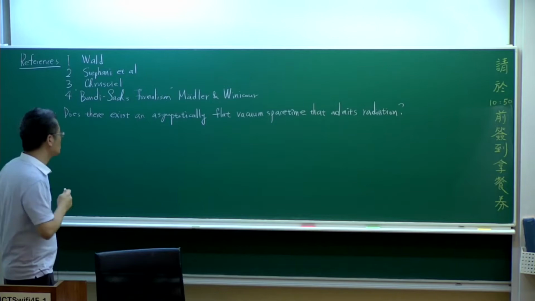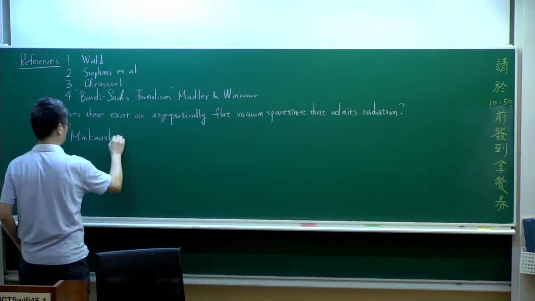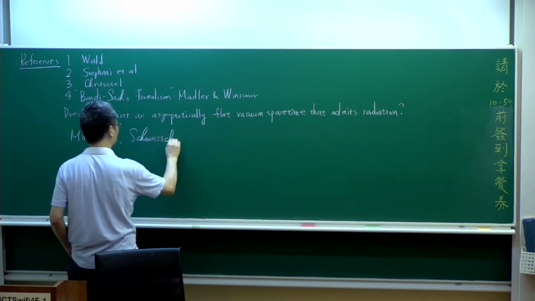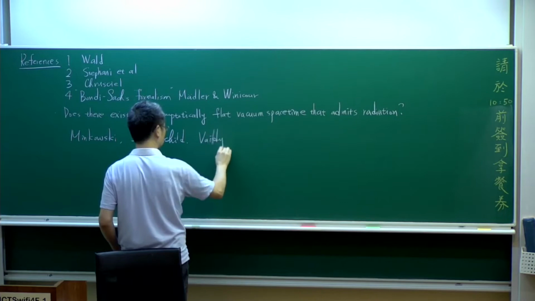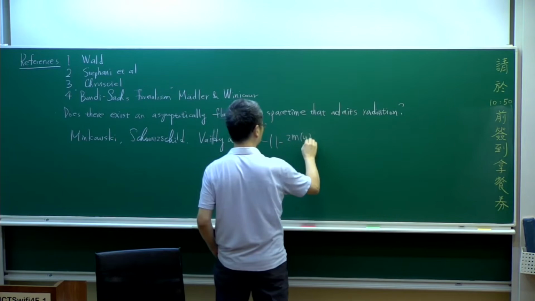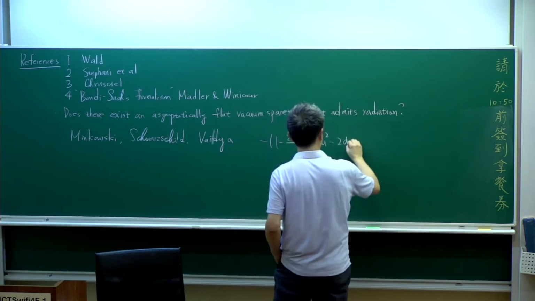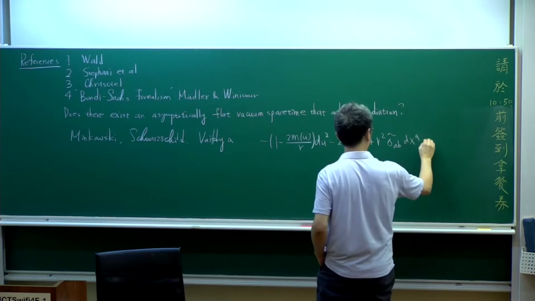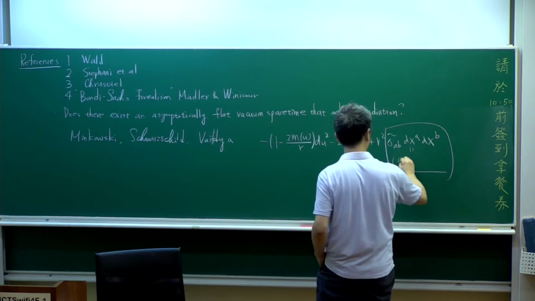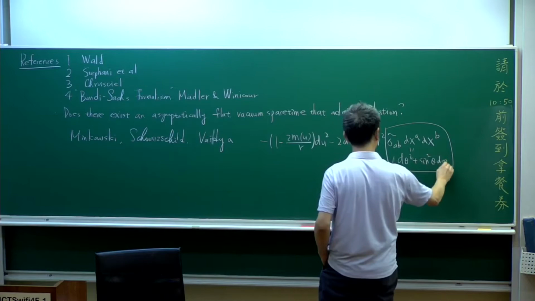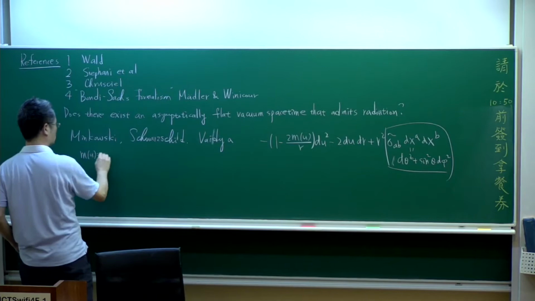So yesterday, we talked about Minkowski and Schwarzschild, and Vaidya. In fact, all these metrics are of this particular form. You recall my notation that this is actually the standard round metric on the two-sphere. And of course, the Minkowski case corresponds to mu equal to zero, and the Schwarzschild case corresponds to mu equal to a constant.